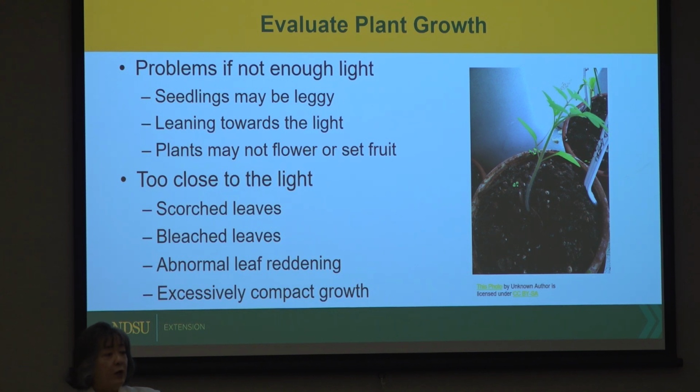Conversely, you can have too much light. Say that you're growing too close to the light. The leaves can look scorched, or you may even drive out the chlorophyll, so your leaves will look kind of bleached.